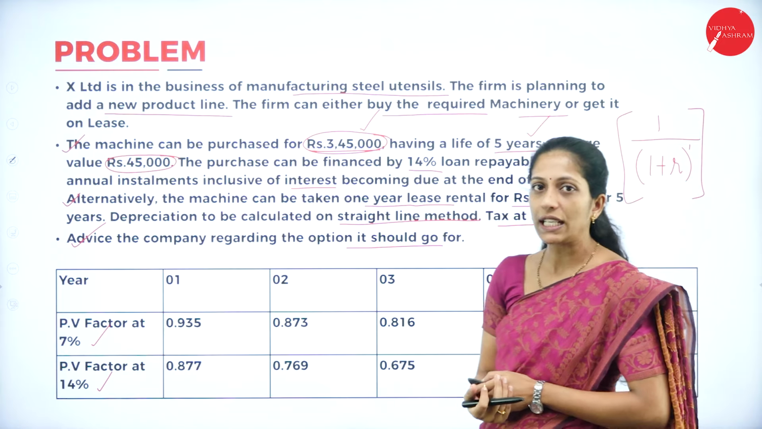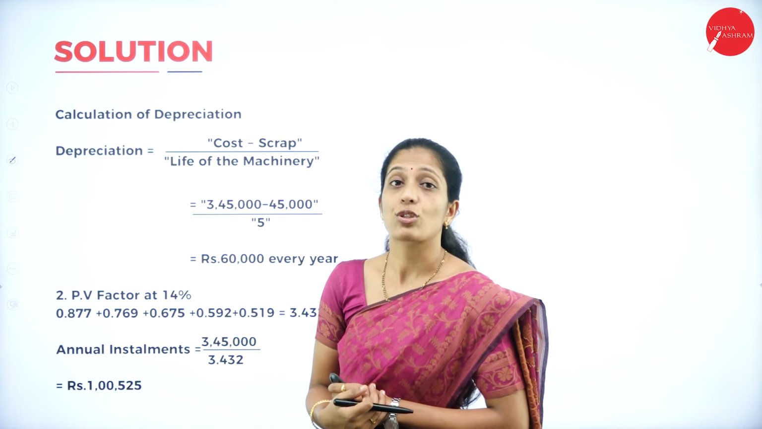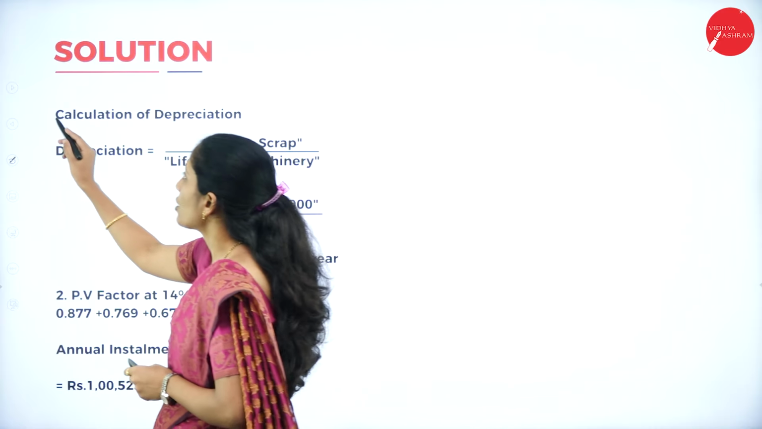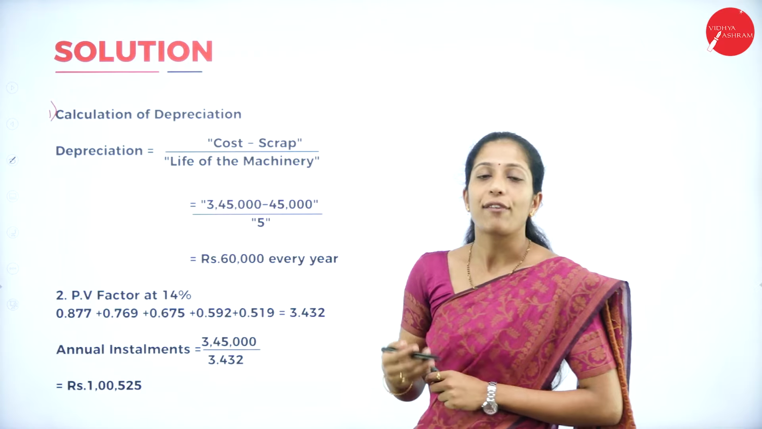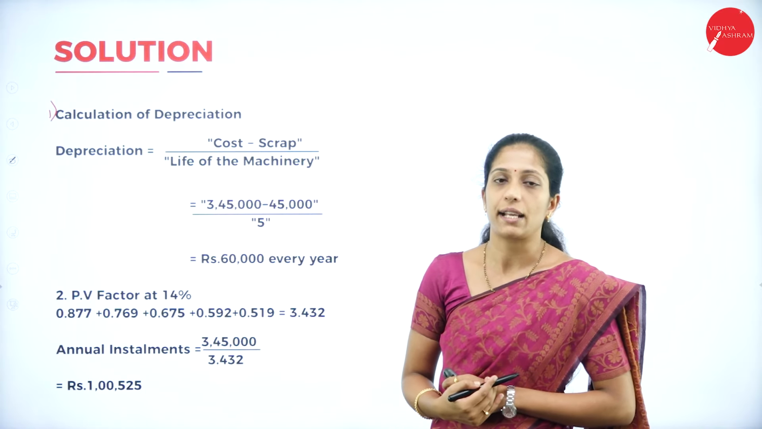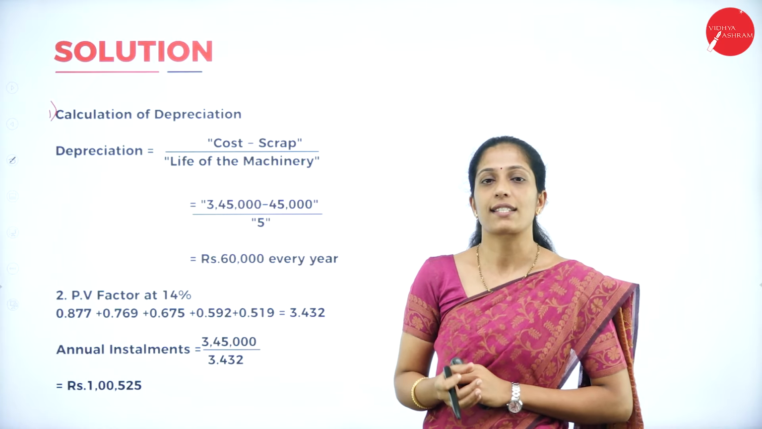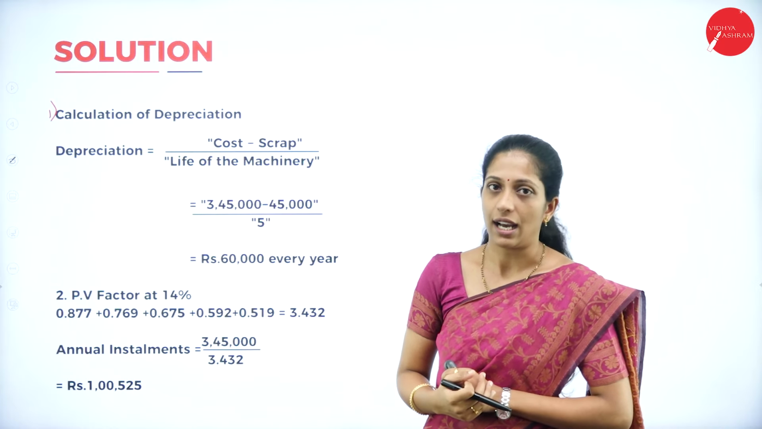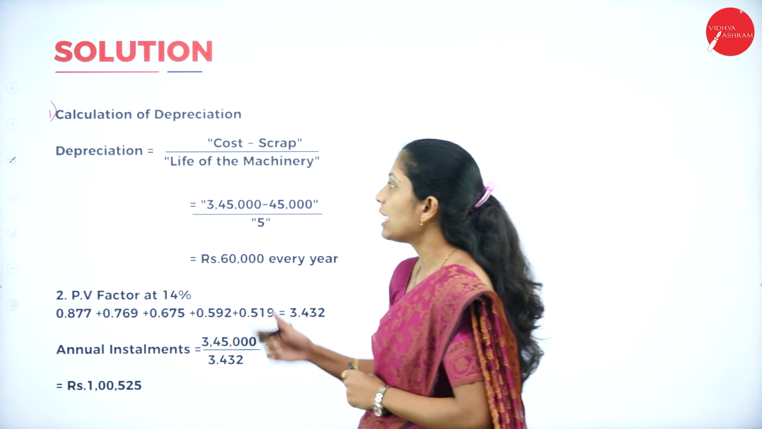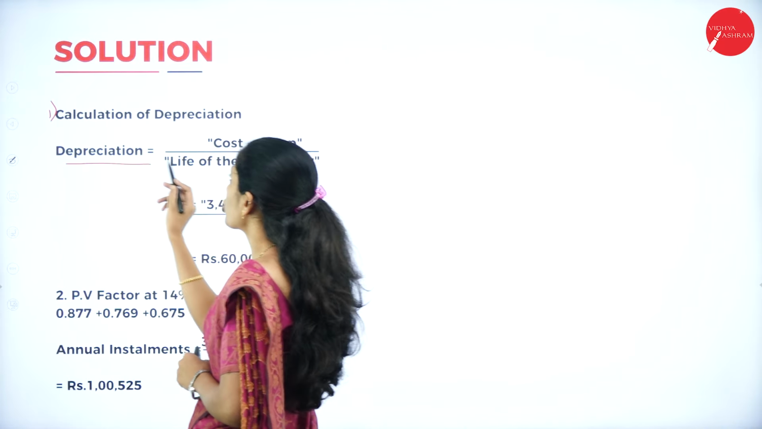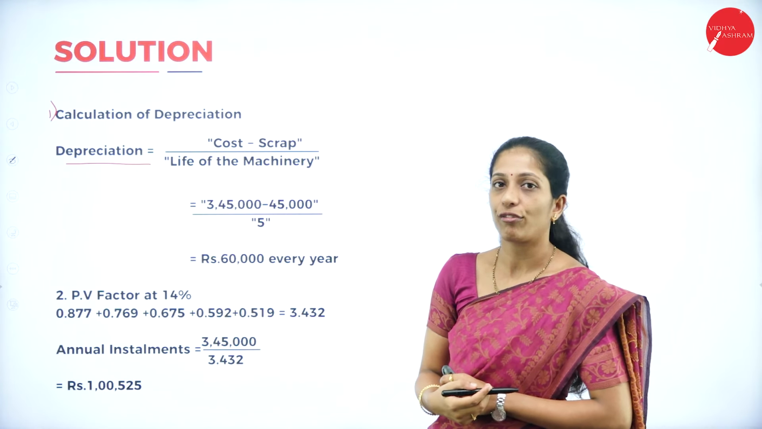Now, we shall go through the solution here. So how to solve this? Your first step is to calculate the depreciation. Here we have to calculate depreciation on the straight line method. They have given the cost of the asset, the life of the asset and the scrap value of the asset. Using that information, we have to calculate the depreciation. So the formula is depreciation is equal to cost minus scrap divided by life of the machinery.